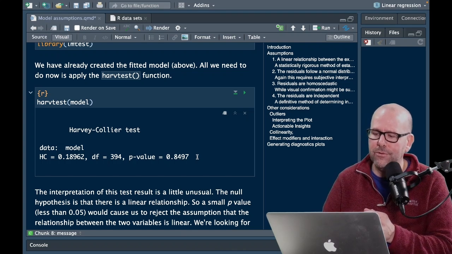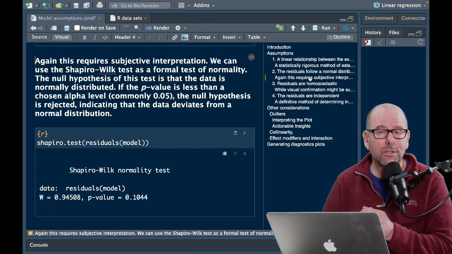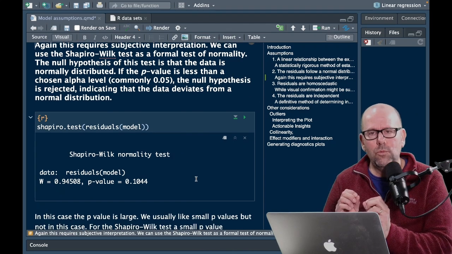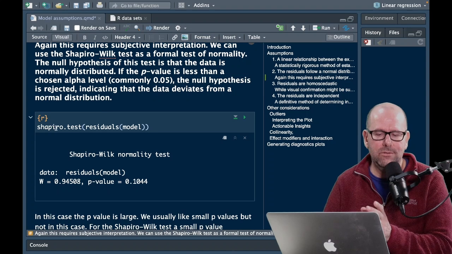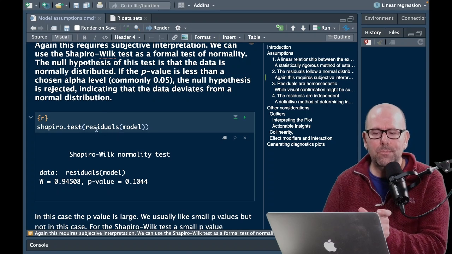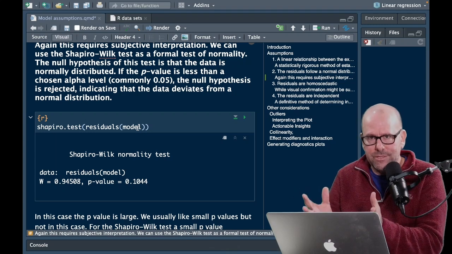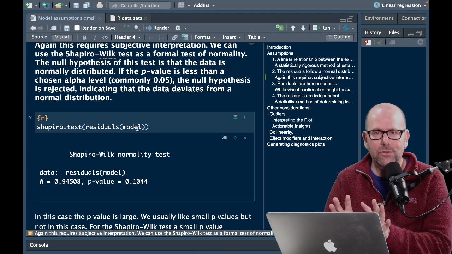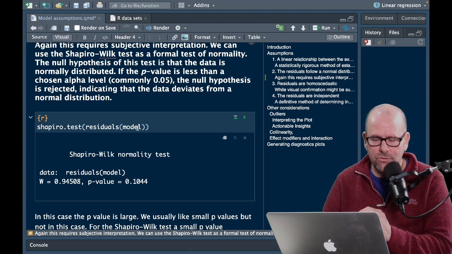The next assumption is that the residuals follow a normal distribution. Let's say we've looked at the diagnostic curves and we're not sure. Here we can do the Shapiro-Wilk test. What you apply to shapiro.test isn't the model, but the residuals of the model, right? So we've created an object called model. If you take the function residuals and apply, as the first argument, the object model, it'll produce the set of residuals, and then you use that as the argument in the Shapiro-Wilk test, and it'll tell you whether or not those residuals are normally distributed.